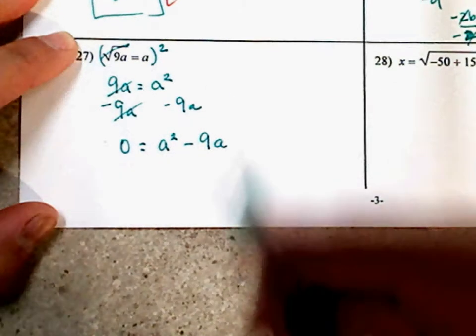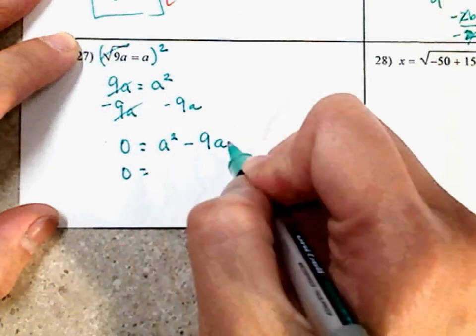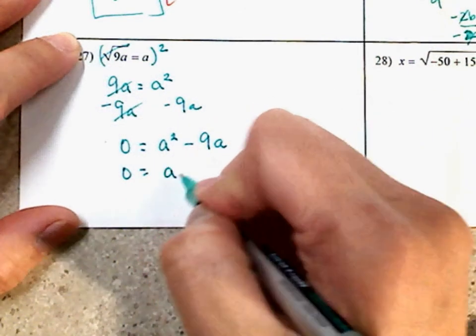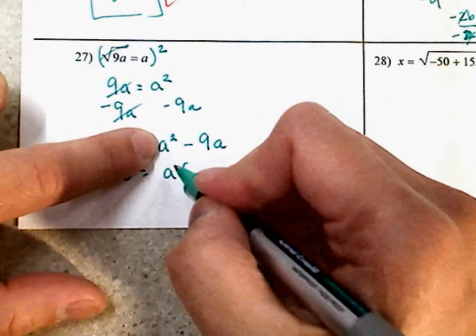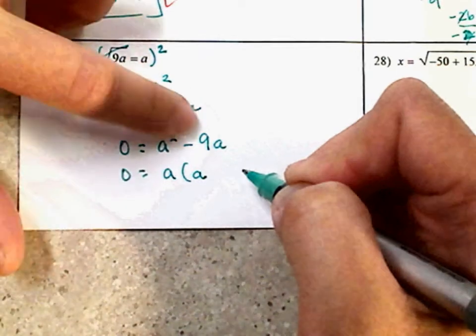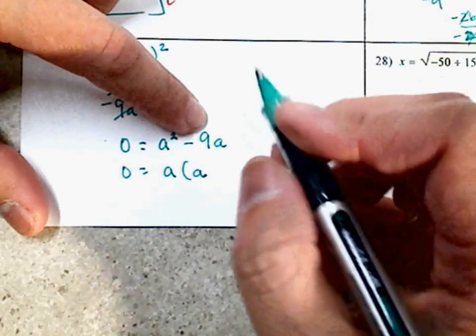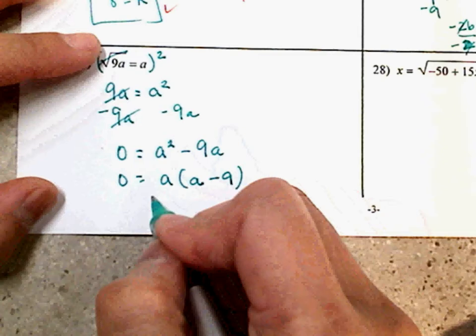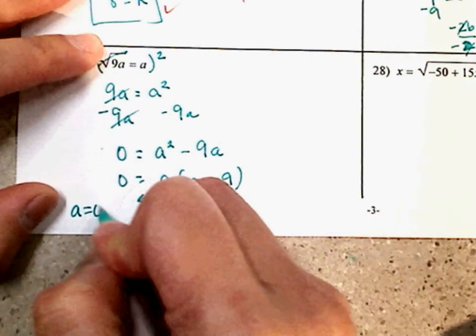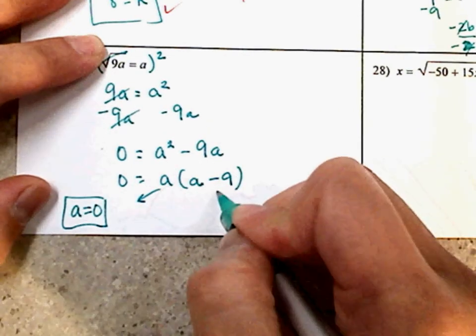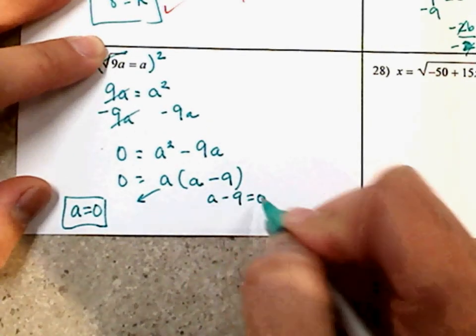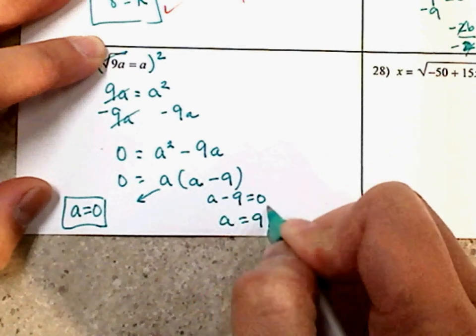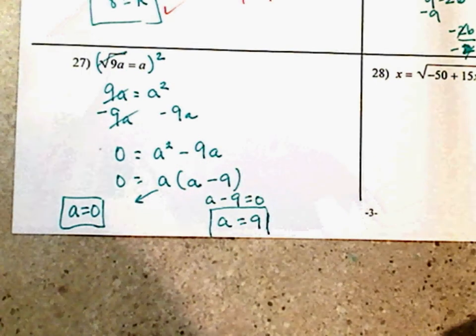So 0, like terms, greatest common factor is an a. When you take a out of this one, you have a left. You take negative 9a divided by a, leaves you negative 9. Okay. Set this one equal to 0. A is equal to 0. Set this one equal to 0, a is equal to 9. So this one has two possible answers.